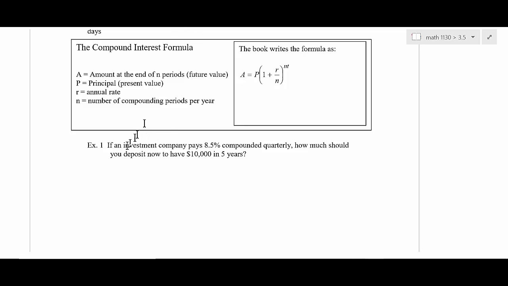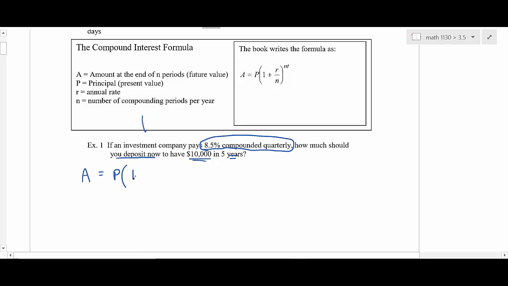So this says if an investment company pays 8.5% compounded quarterly, how much should you deposit now so that you'll have $10,000 in 5 years. And all these problems, you've got to know what I've given you, what you're trying to find, and then how to solve the equation. Okay, so let's start by writing this down as A equals P times (1 plus r over n) to the nt. And let's see if we can get this put together then.